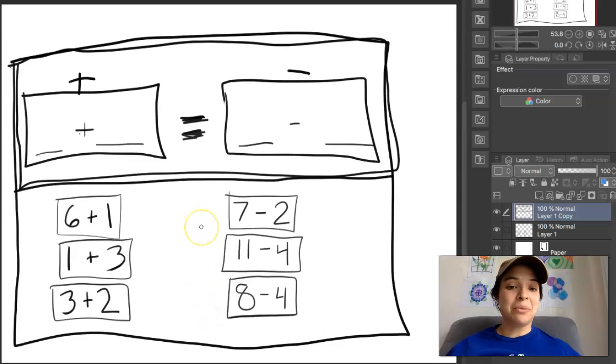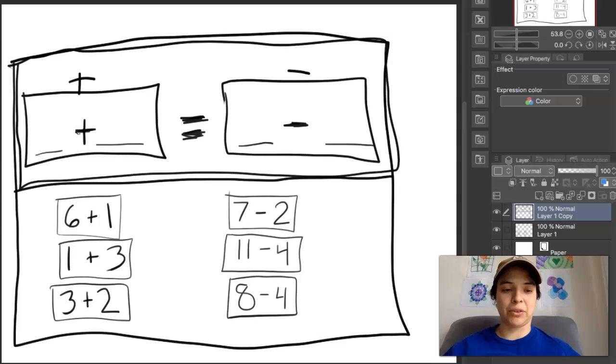Does anybody have any idea where we should start? How are we going to know which plus equation will go up here, and which subtraction equation with a minus will go up here? Because they each do have a pair. They will match to one other problem. All right. Well, how about we start by figuring out what each one of these individuals equals. And then we can start matching them up.